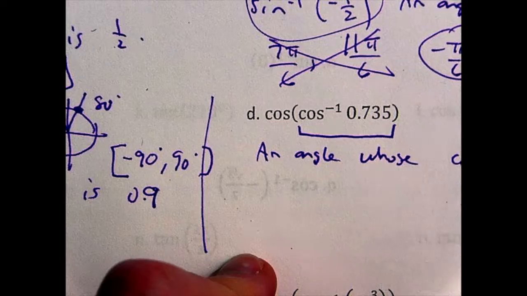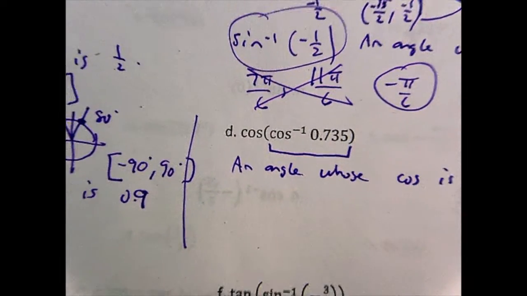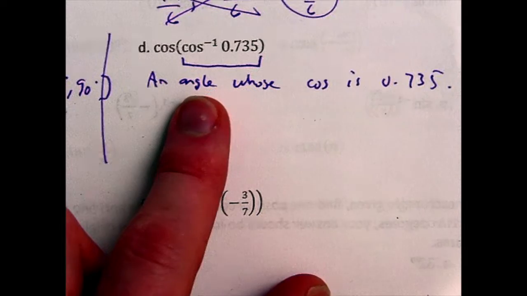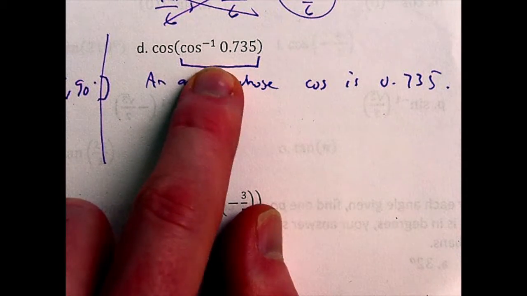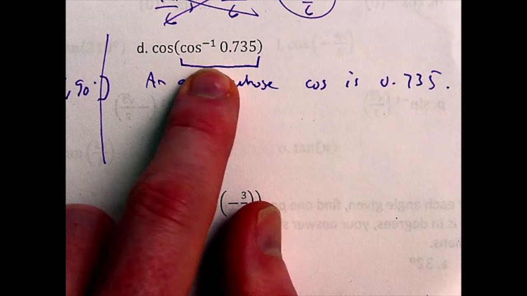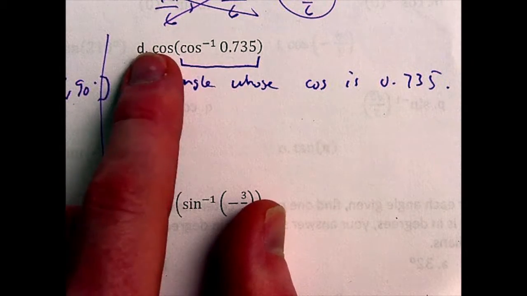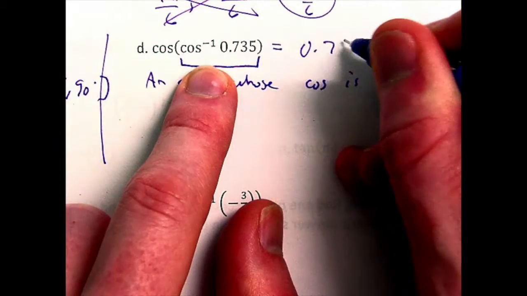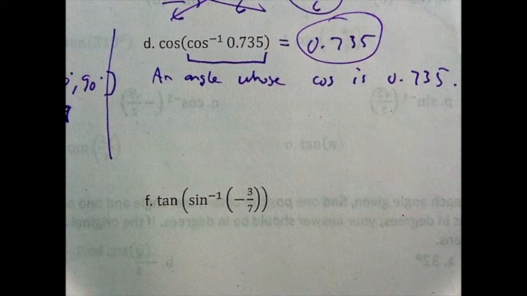I definitely don't know what that angle is. Like I don't know any angles that have a cosine of 0.735. I don't know what that angle is, but what am I doing with this angle? I'm taking the cosine of it. So this is an angle whose cosine is 0.735, and I'm taking the cosine of that angle. By definition, I have to get 0.735, okay? So the trig functions sort of cancel in that circumstance.